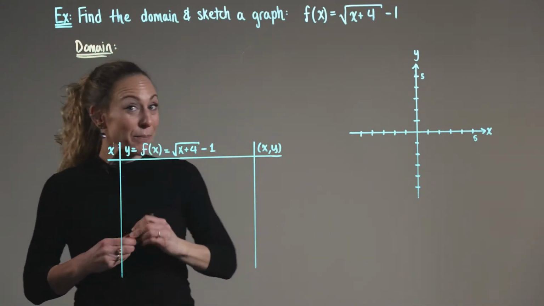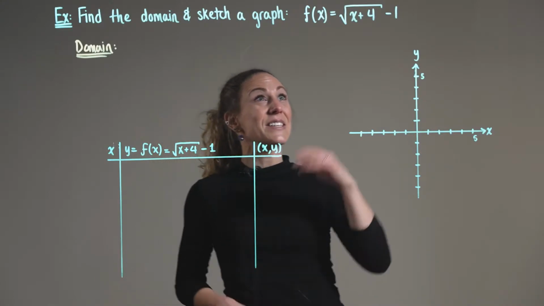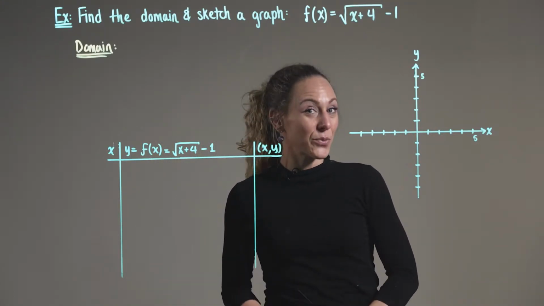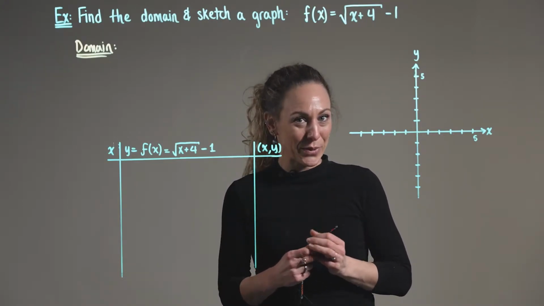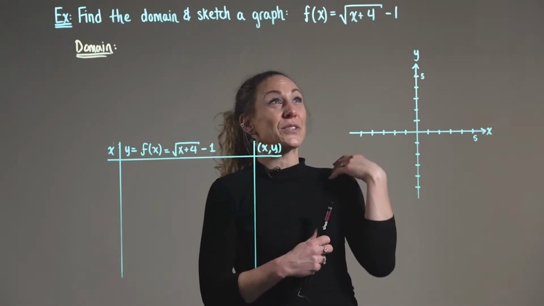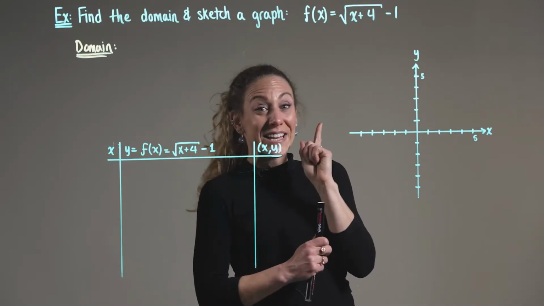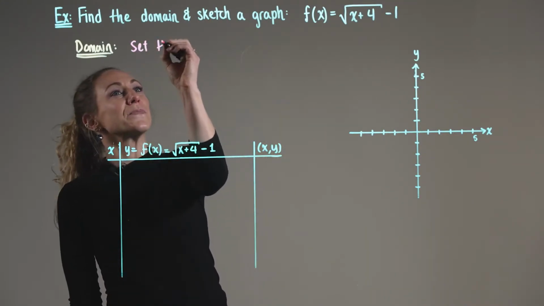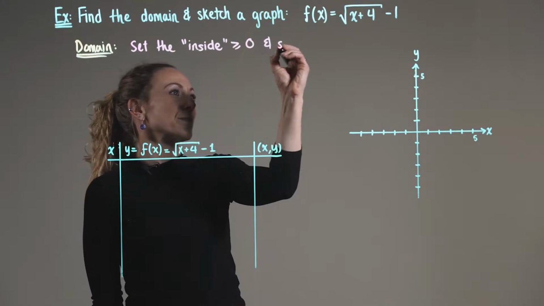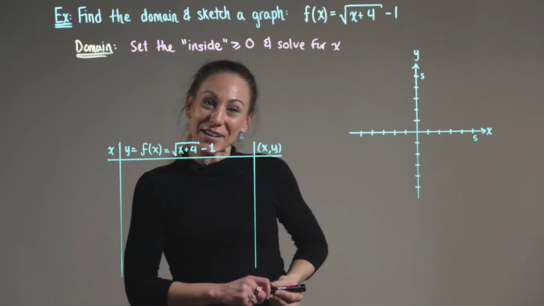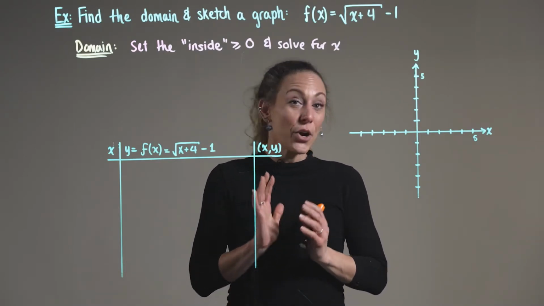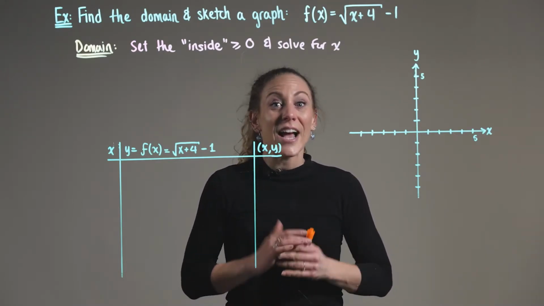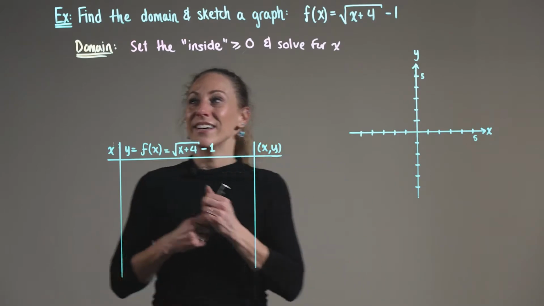Now, we need to be particularly careful with this case because we're working with a square root. So we want to recall what the domain restrictions are for a square root function. Since we know that the inside cannot be negative, to find the domain of the square root function, we want to set the inside, or that radicand, greater than or equal to 0, and then solve for x.